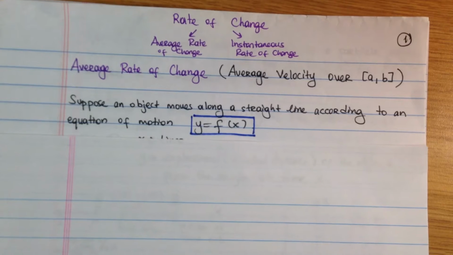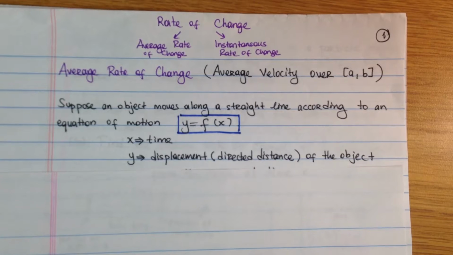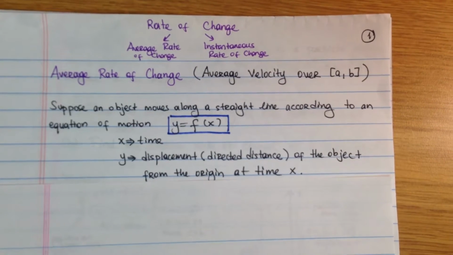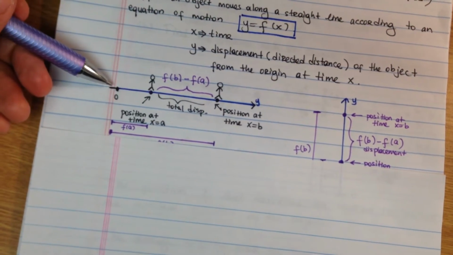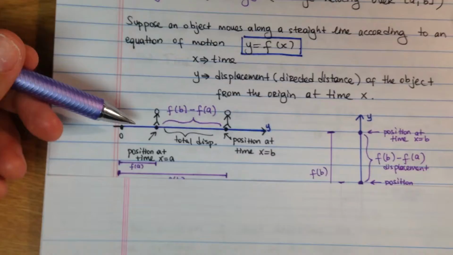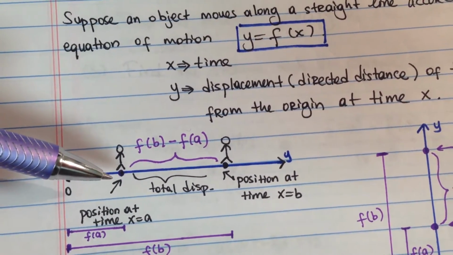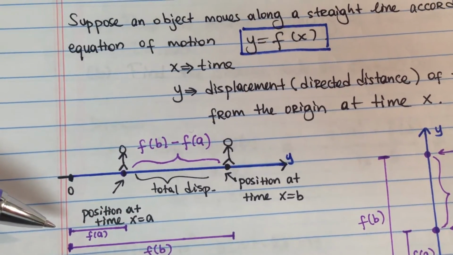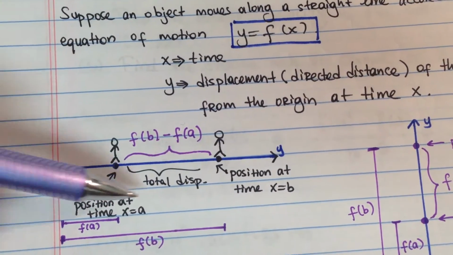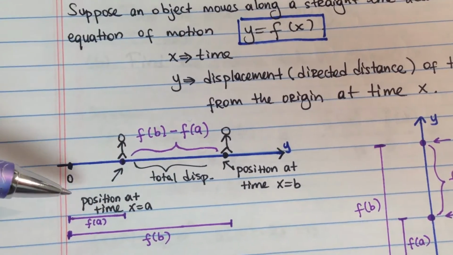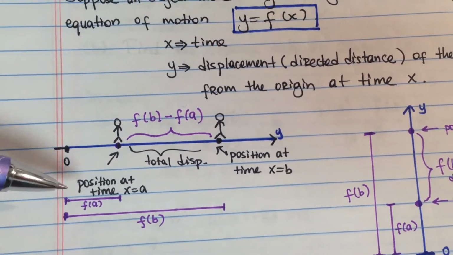So suppose that we have an object that moves along a straight line according to an equation of motion y equals f of x, and here x is the time and y is the displacement of the object from the origin at time x. So say you start your journey at this point at time equals 0, and then 8 seconds later you are here at this point, right? So this is your position at time x equals a, and this is your displacement at x equals a, and then you start walking from this point to this point, and after b seconds later you are here. So that means that your displacement is determined by f of b, so this distance is f of b.